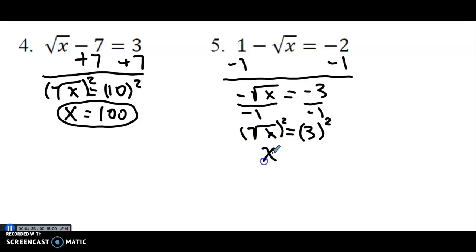Gives me x equals 9. Go ahead and plug that in. Square root of 9 is 3. 1 minus 3 is negative 2. I got it correct. Go ahead and pause the video and please work on problems 6, 7, and 8 so then I can check your work.